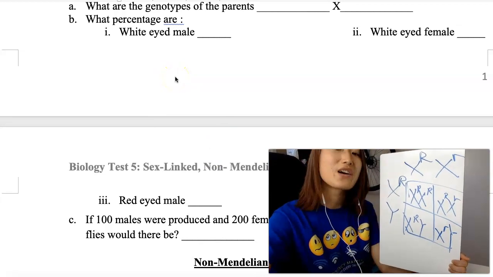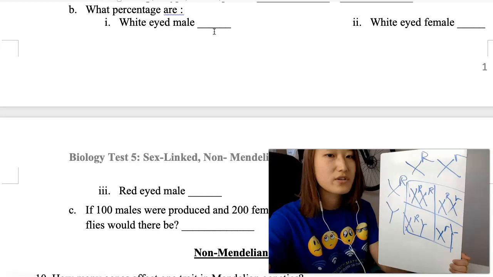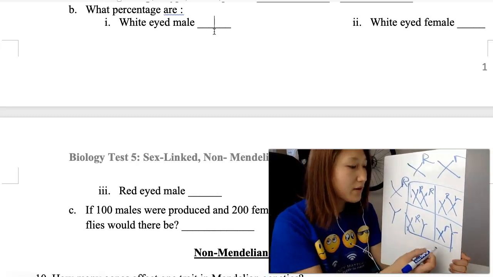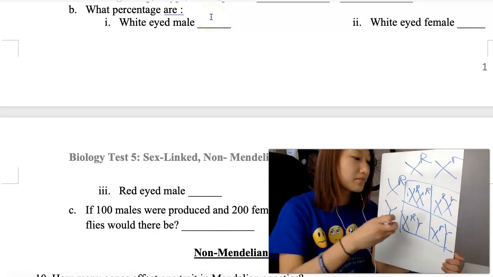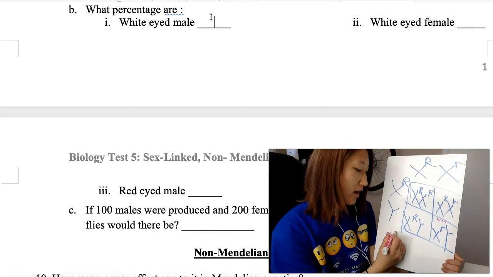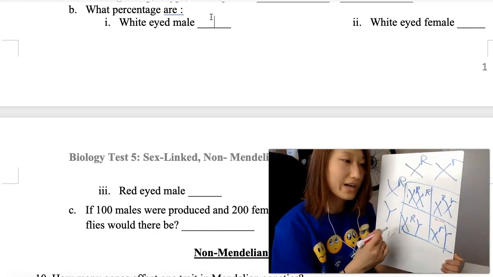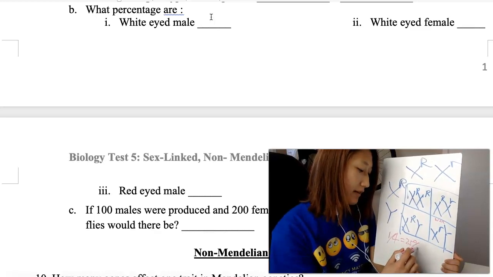All right, so now we look at the offspring and answer the question. White-eyed male. Now you're looking at a male. There are 2 males. Which one is the white-eyed? The white-eyed male will be this one. So that's 1 out of 4 if the question asks for white-eyed male out of all the offspring. So that would be 25%.